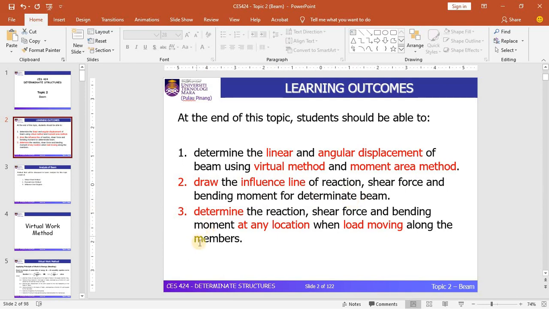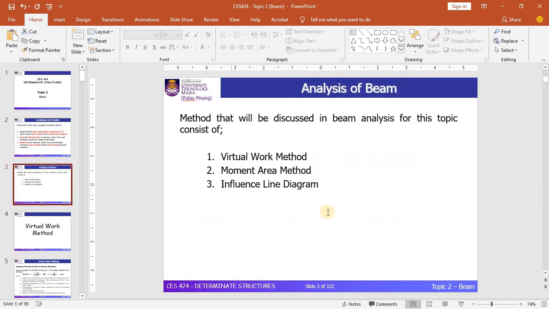And last but not least, you should be able to determine the reaction, shear force, and bending moment at any location when a load is moving along the members. By looking at this slide, you will learn three methods in this topic, which are the virtual method, the moment area method, and the influence line diagram.